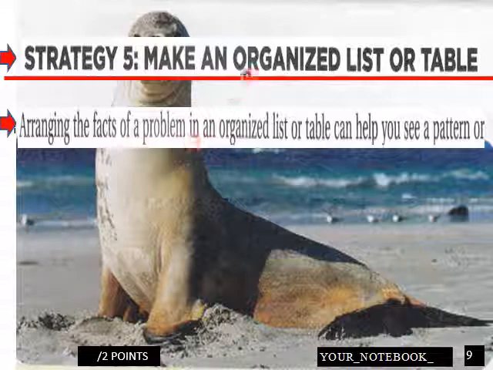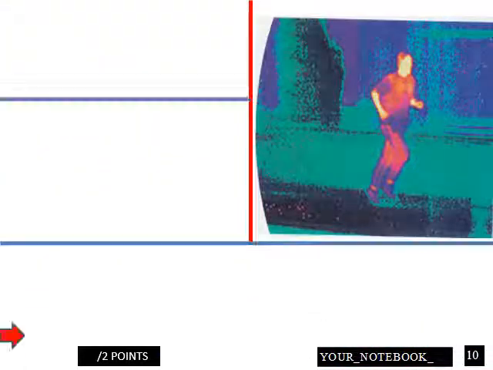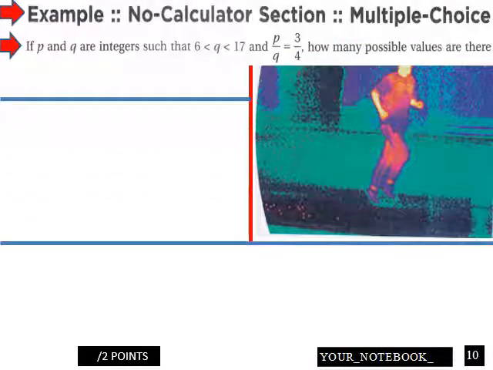Strategy number 5: make an organized list or table. Arranging the facts of a problem in an organized list or table can help you see and make it easier to solve a specific problem. So, example, no calculator section, multiple choice. If p and q are integers such that 6 is less than q, which is less than 17, and p over q equals 3 over 4, how many possible values are there for p?